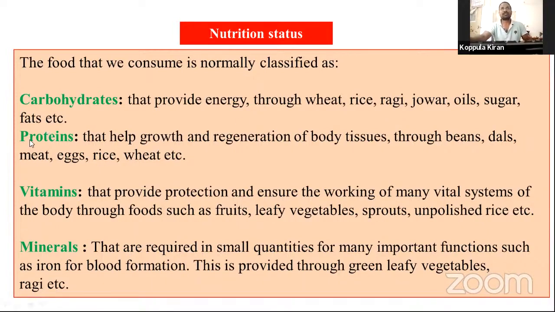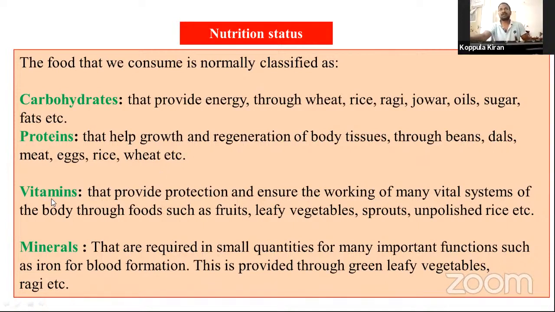Okay, another nutritional food is proteins. Which type of food grains have proteins? See this, they help growth and regeneration of body tissues through beans, dals, meat, eggs, rice, and wheat, etc. These are very important to generate energy. Another nutritional food is vitamins.